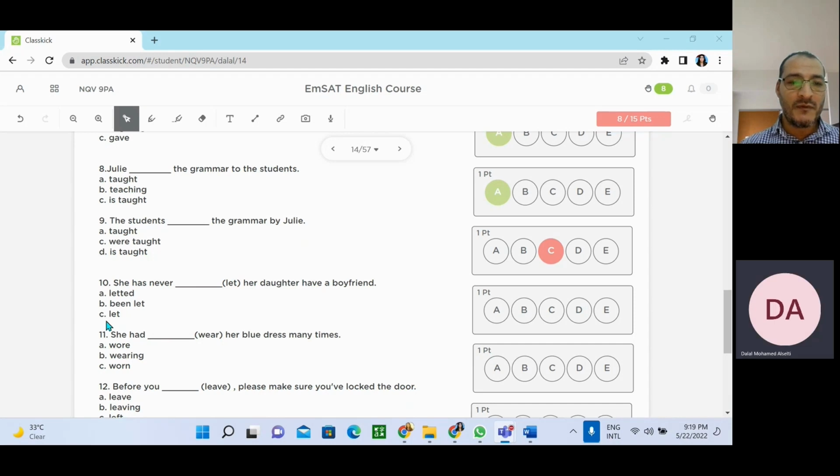This is present perfect tense, not present perfect continuous. She has let. She has not let. She has never let. Present perfect tense: the verb to have, has, and the past participle. Present perfect continuous means has been letting, has been and verb-ing. This is present perfect simple tense.